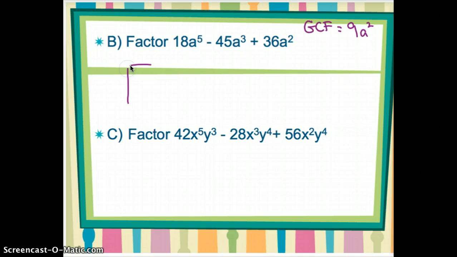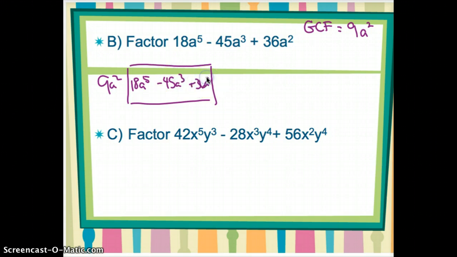I do like to organize that with the rectangle. It helps me out. I know 9a squared is going to go here. I've got 18a to the 5th minus 45a cubed plus 36a squared, and I'm going to look at each part separately. 9a squared has to multiply by 2a to the 3rd to get the first term, by negative 5a to get the second one, and just by positive 4 to get the third. So when I factor it, I say it's 9a squared times the quantity 2a cubed minus 5a plus 4.